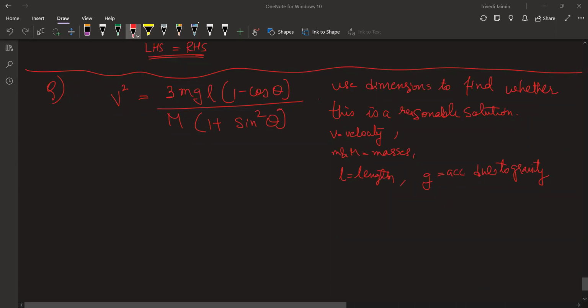I don't think so. Without solving, I can get an answer here. Think. Mass and mass will get cancelled. Here, g is meter per second square and length is meter. So, meter square per second square. On that side, velocity is meter per second, and again squared. So, meter square per second square. That means it is correct.